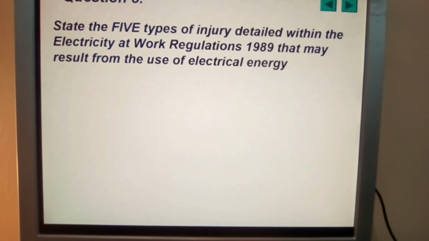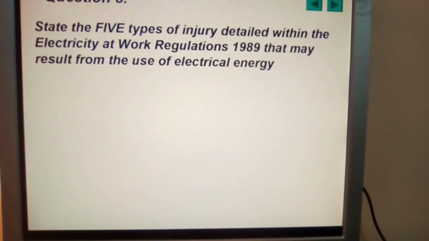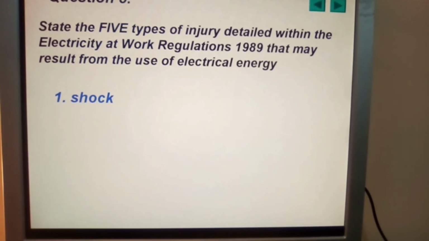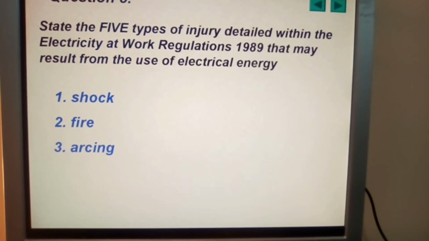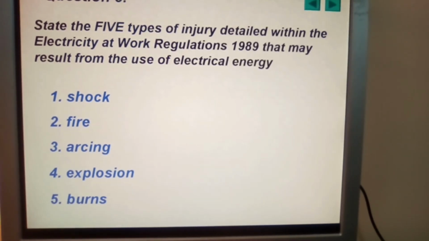State the 5 types of injury detailed within the Electricity at Work Regulations 1989 that may result from the use of electrical energy: shock, fire, arcing, explosion, burns.